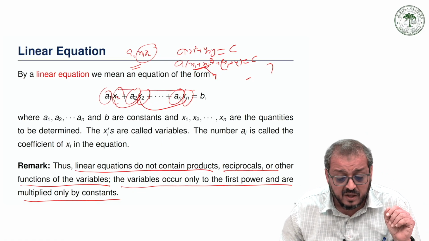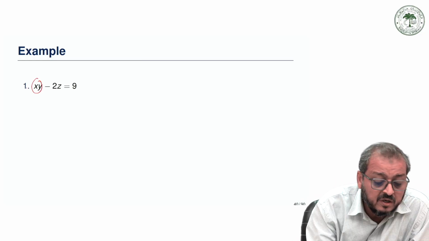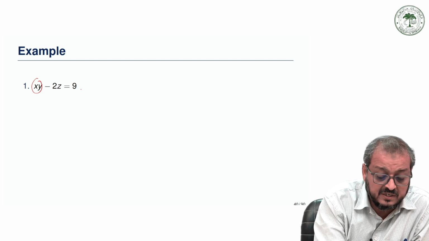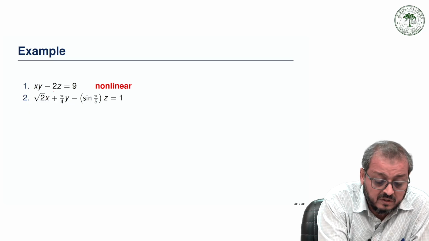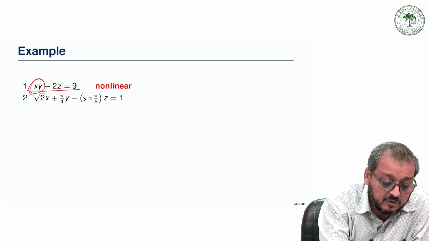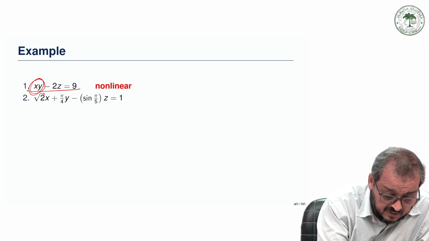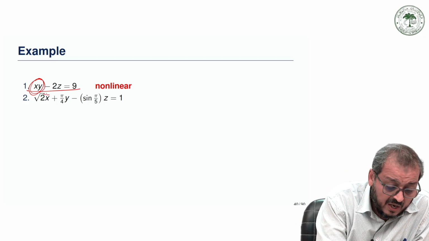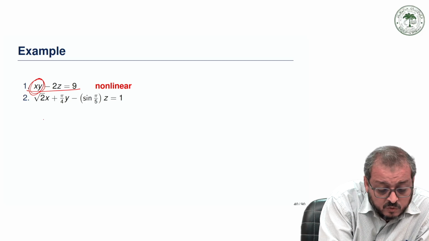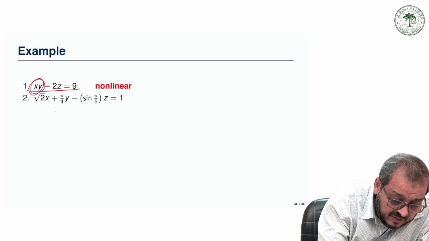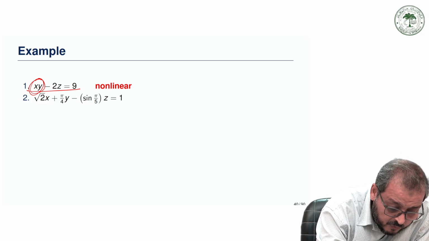Okay, for example, we have x minus yz. This is the product of two variables, so clearly this is a non-linear equation, because it has the product of y and z. Now, this is root 2 x, and this is square root of x also.